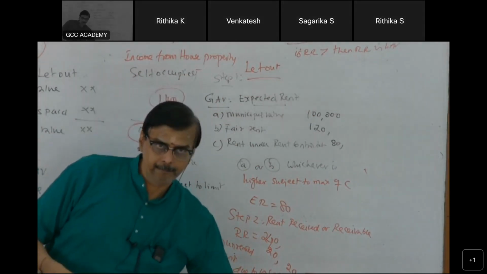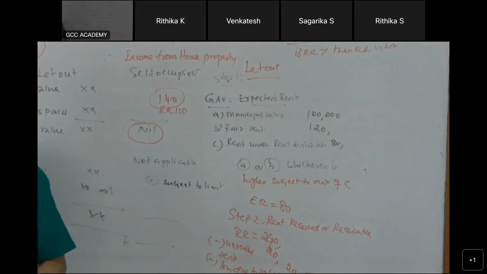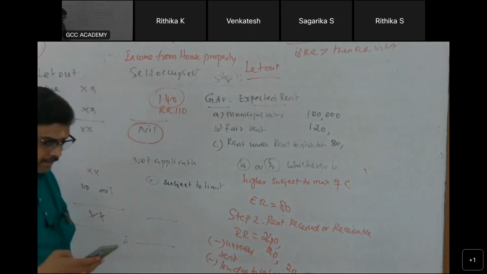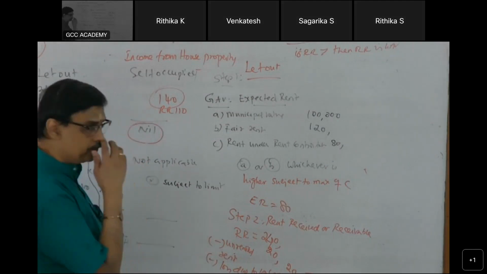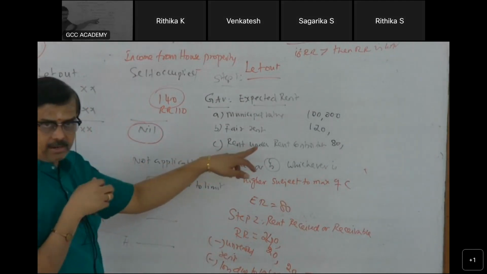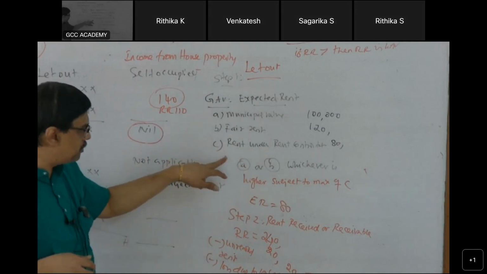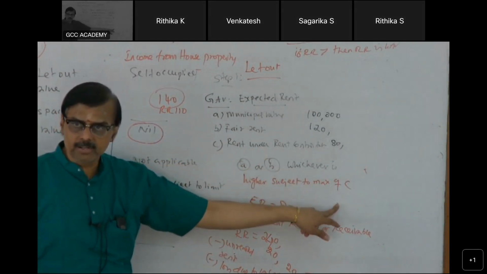First step for let-out property, for determination of GAV: first calculate expected rent. Expected rent is A, municipal value; B, fair rent; C, rent under Rent Control Act. A or B, whichever is higher, subject to a maximum of C.